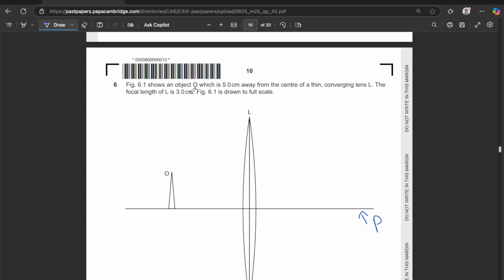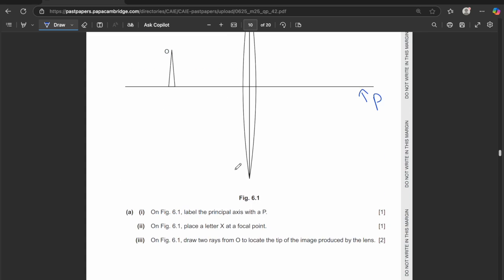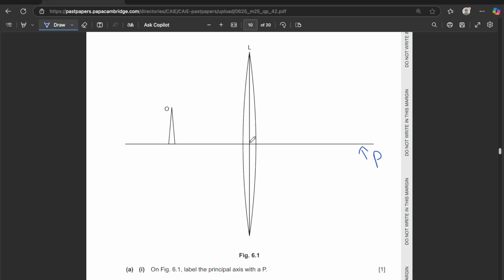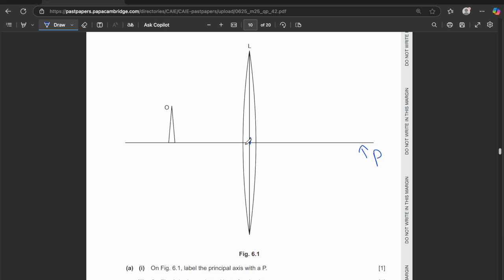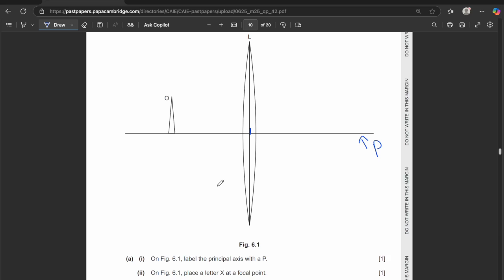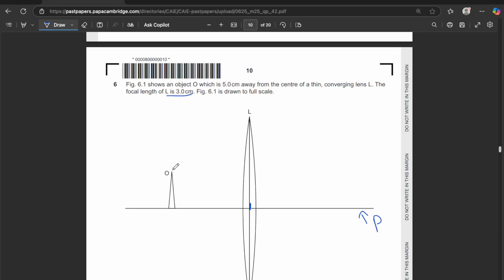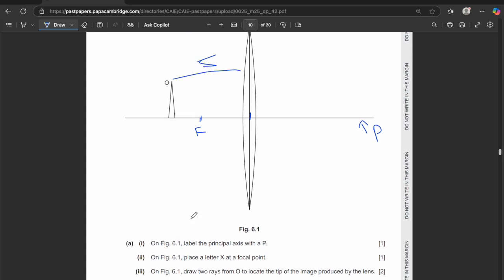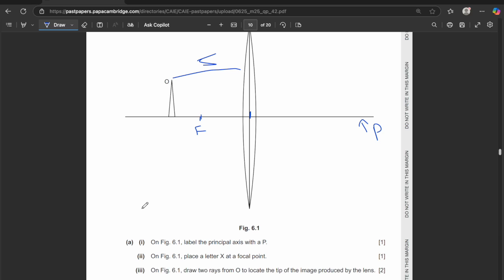So the thing is, right, focal length is 3 centimeters. So focal point is the distance between the center of the lens to the focal point. Since I don't have a ruler here, I can't really do that. And what I know is that this is 5 centimeters away, so 3 has to be somewhere here. This has to be focal point. You have to do it accurately though.